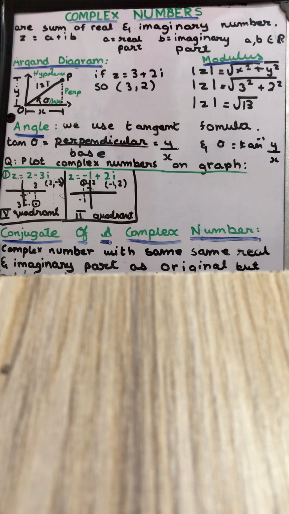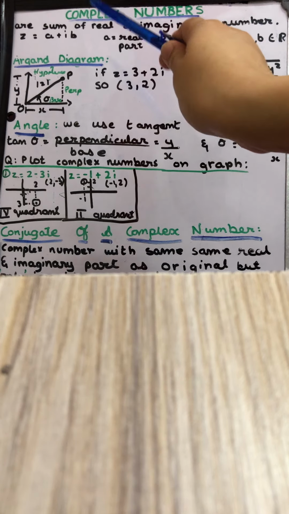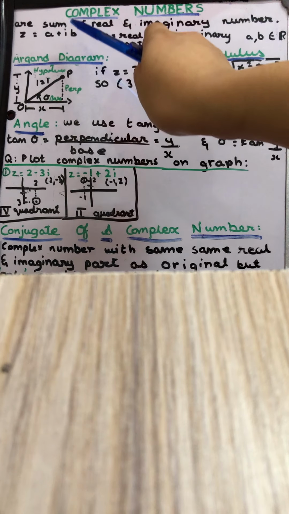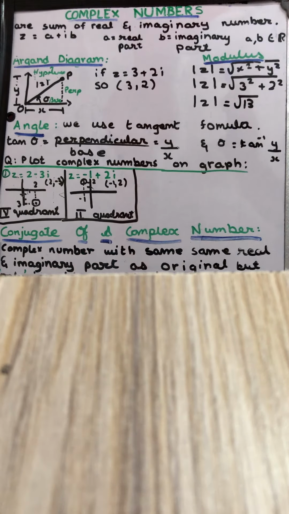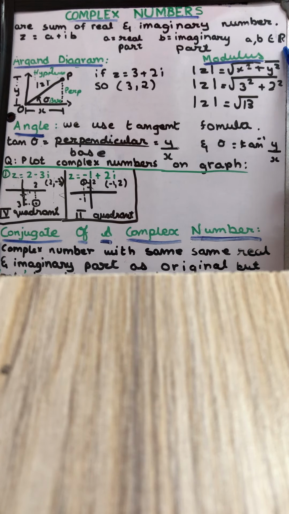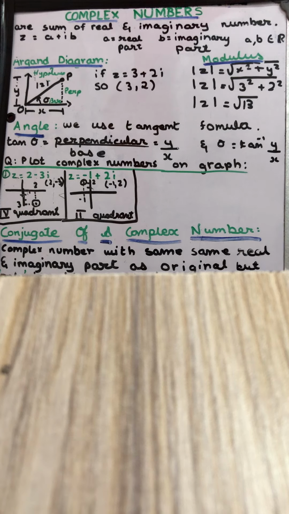So here a is the real part, while the number or the alphabet with iota is called the imaginary part, where a and b are real numbers. This was just a small definition of a complex number. Let's move further on to the Argand diagram.